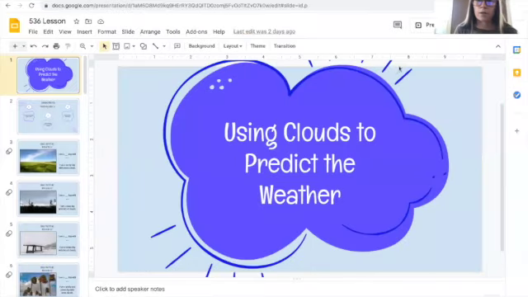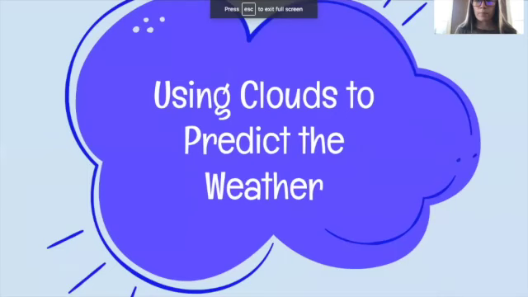And so we are going to talk a little bit more about the weather today and talk about clouds, which are one of my favorite things because I love looking up in the sky and seeing what the clouds look like today. So we are going to get started with our lesson. So here we go. Let Miss Winham get her slides pulled up. Okay, so we are going to learn how to use clouds to predict the weather.